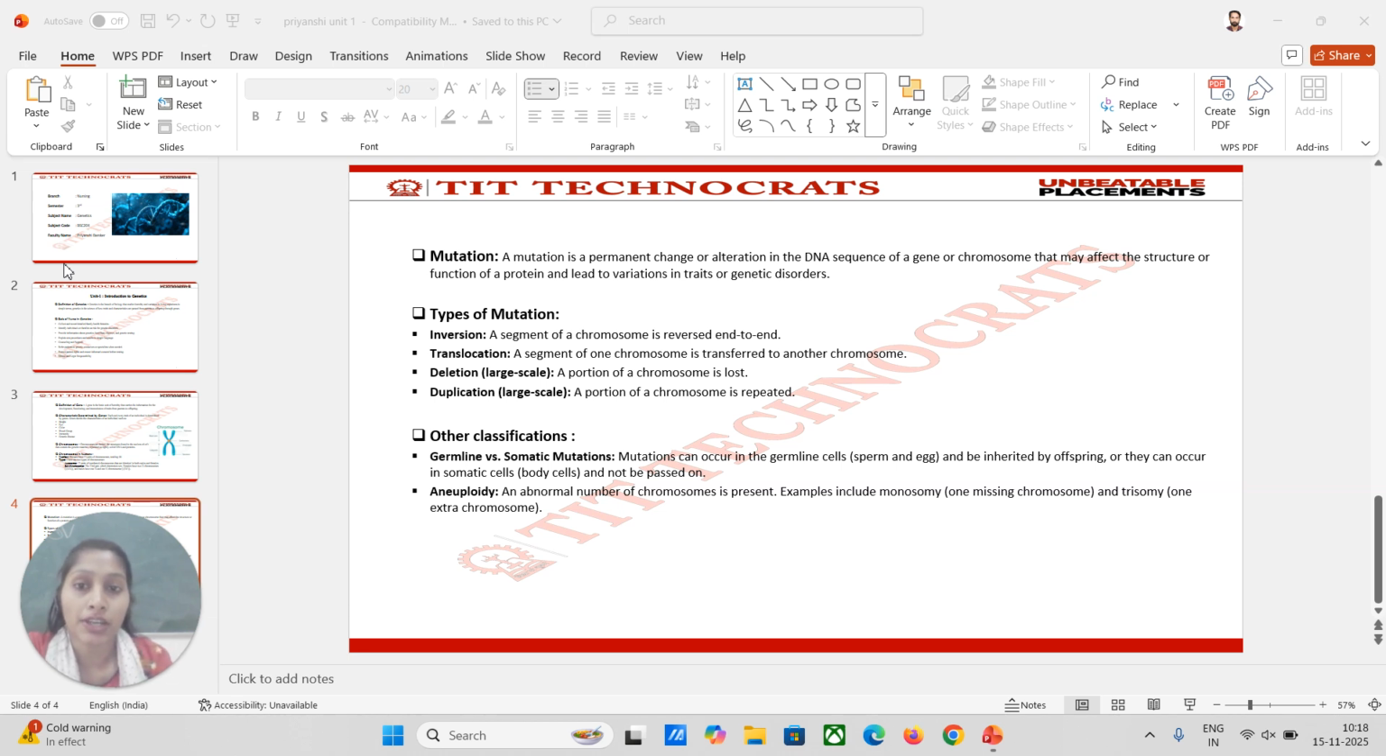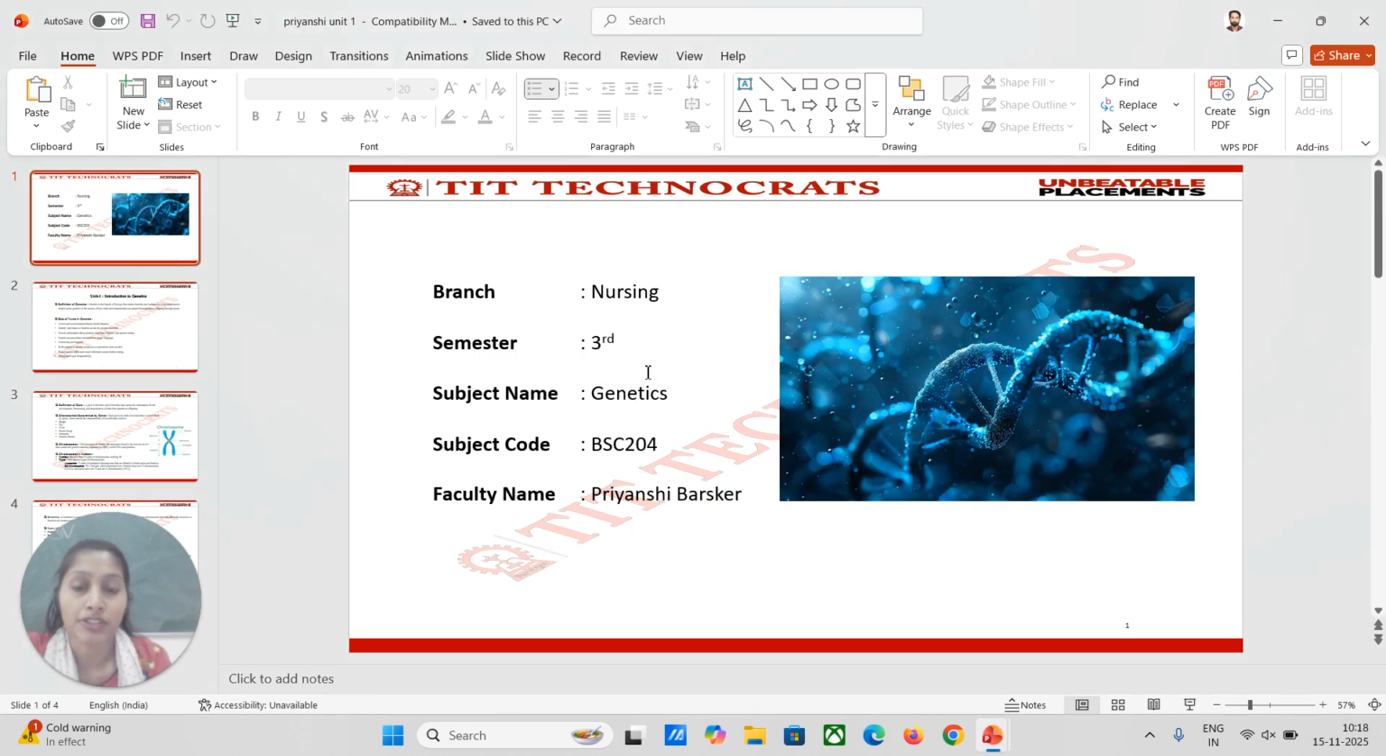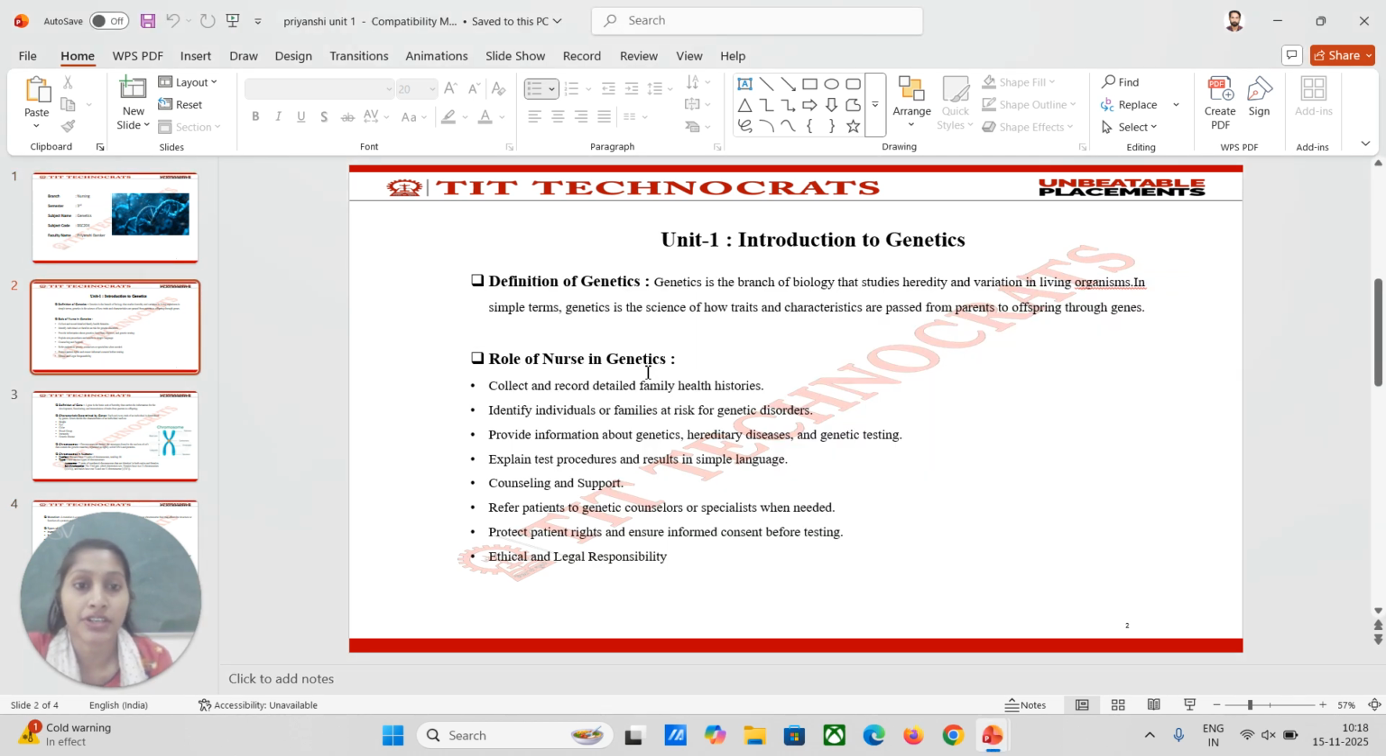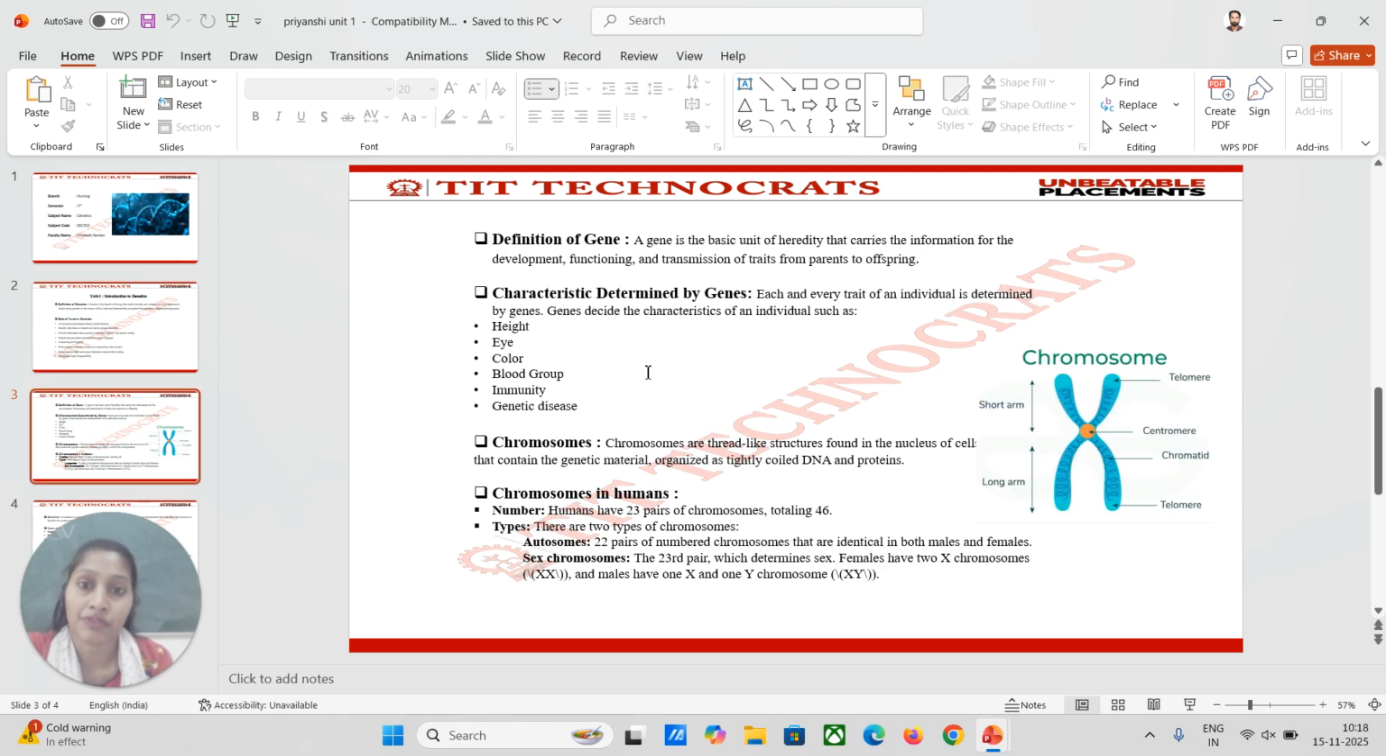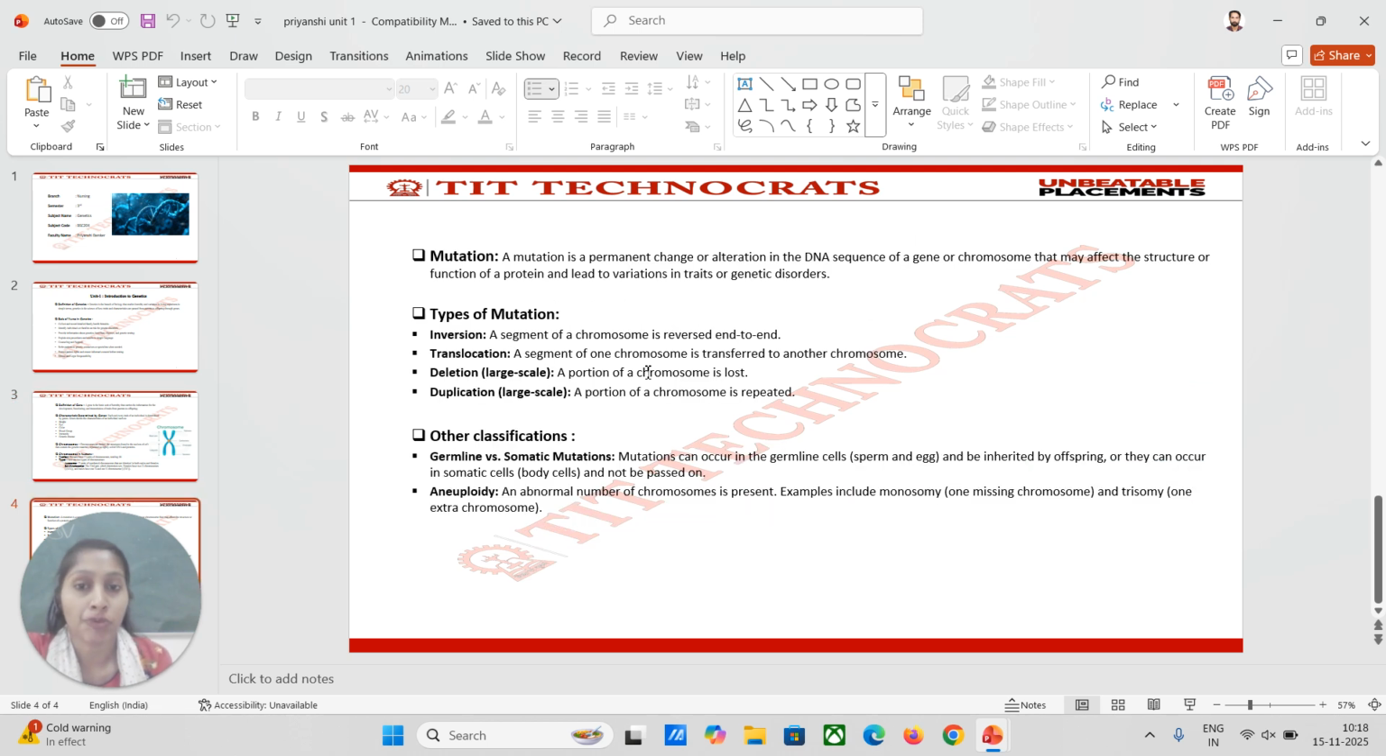So today we discussed the genetics unit first: introduction to genetics, the definition of genetics and the role of the nurse in genetics. Then the definition of gene, the characteristics determined by genes, chromosomes in humans, and then mutation, types of mutation and other classifications of mutation.